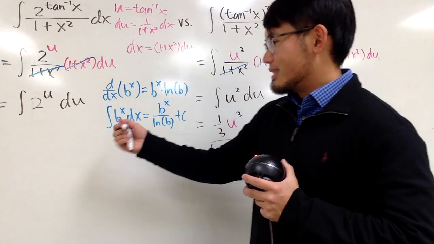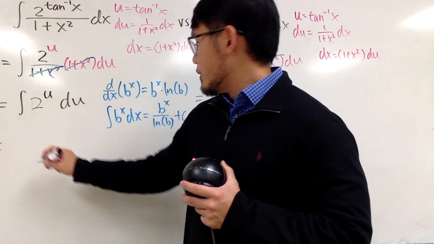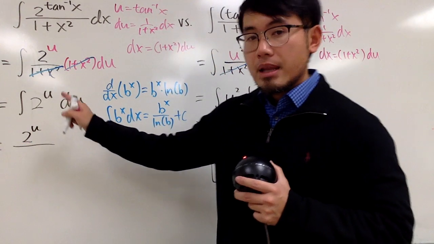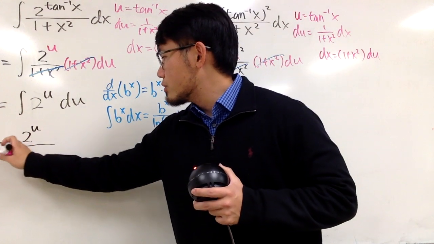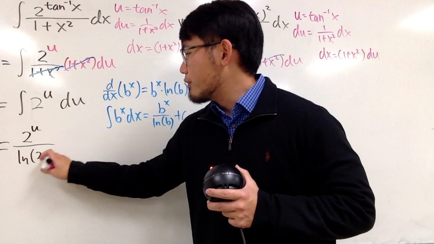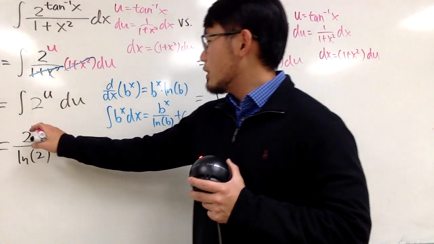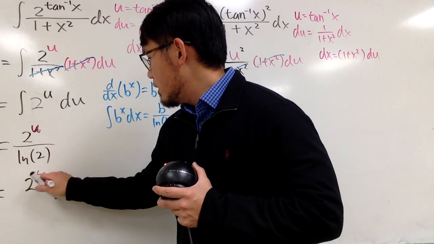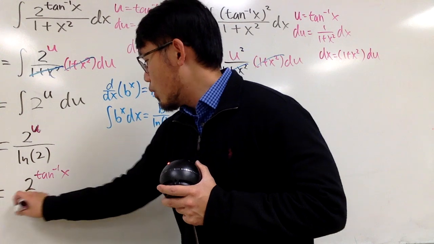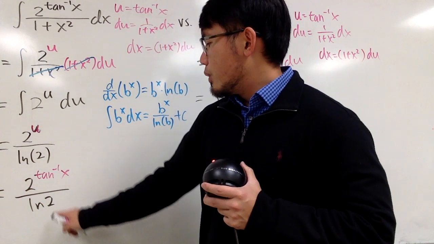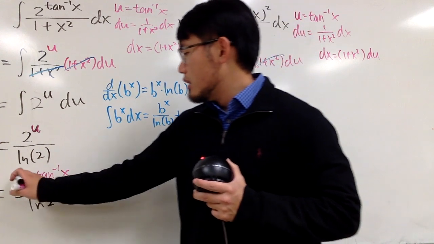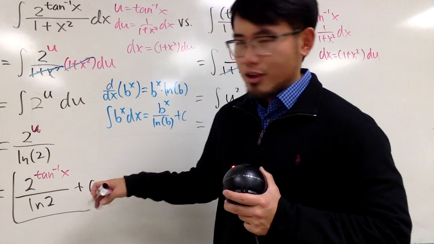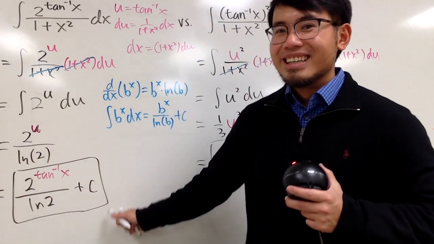So to do this, you actually have 2 to the u repeats, still on the top like this, but you have to divide it by the base, in our case 2. So you have to divide it by natural log of 2, like that. In the end, you have to look at what u is. U is of course that, so we'll just put this back. So 2 to the inverse tangent of x all over ln 2. And when you just have one thing inside of the natural log, it's okay for you guys to not put down the parentheses. So that's it, but it's not okay for you to not put down the plus c. So anyway, that's it.